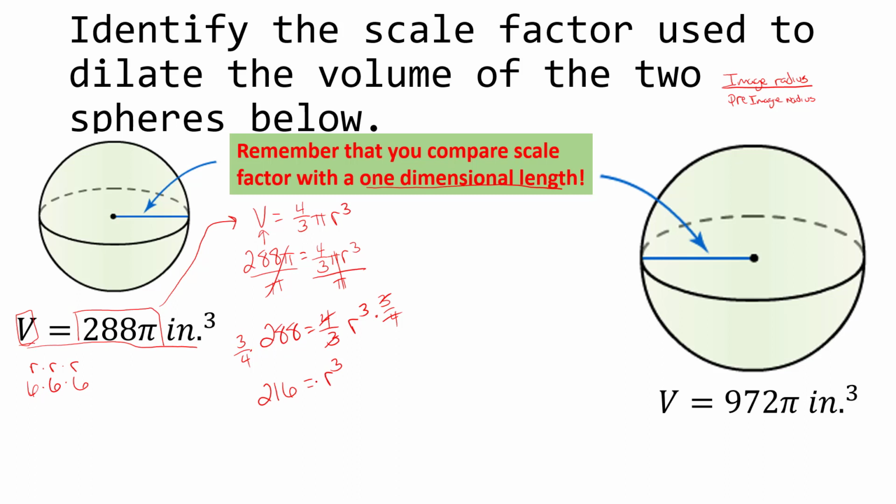The way we show our work for this is we say r to the third power, or r cubed, can be simplified by taking the cube root. That's going to leave simply r. What we do to one side, we have to do to the other side. The cube root of 216 is 6.